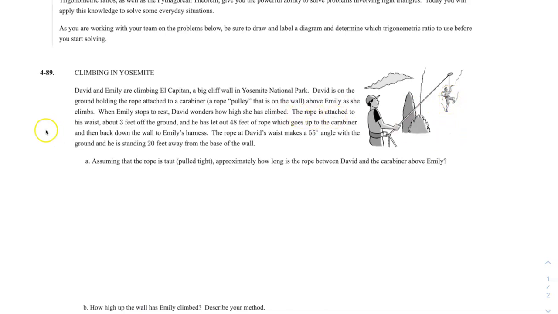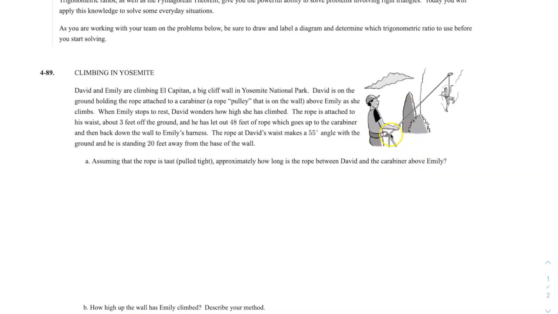The rope is attached to his waist about 3 feet from the ground, and he has let out about 48 feet of rope. So that's from here to there, it's about 48 feet, going up to the carabiner and then back down to Emily's harness. The rope at David's waist makes a 55-degree angle with the ground, and he's standing 20 feet from the wall. Assume that the rope is pulled tight. Approximately how long is the rope between David and the carabiner above Emily?